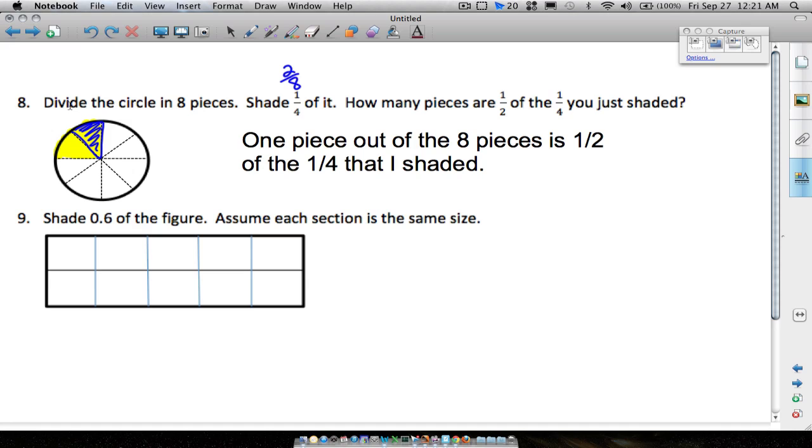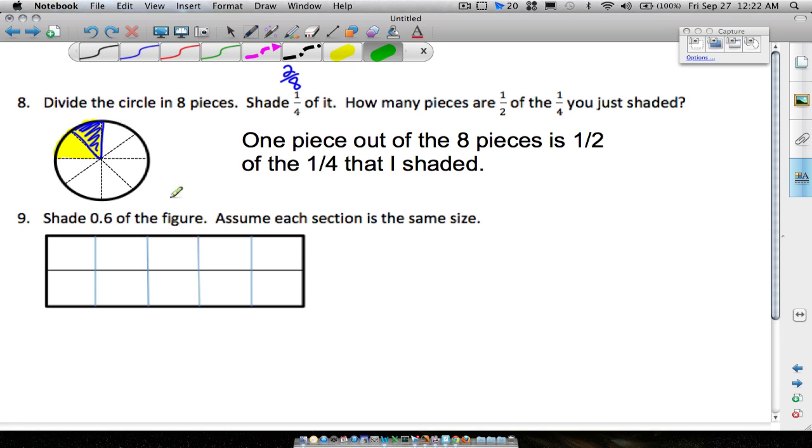Let's look over that again. We divide the circle into 8 pieces. We shaded 2/8 or 1/4 of it in yellow. But how many pieces are half of that yellow region? Let's look at that again. How many pieces are half of that yellow region? That yellow region has 2 pieces. If we take half of it, we got 1 piece out of those 8 pieces total. That is half of the 4th that we shaded. So there's your sentence, there's your picture. I'll be looking for both of those.